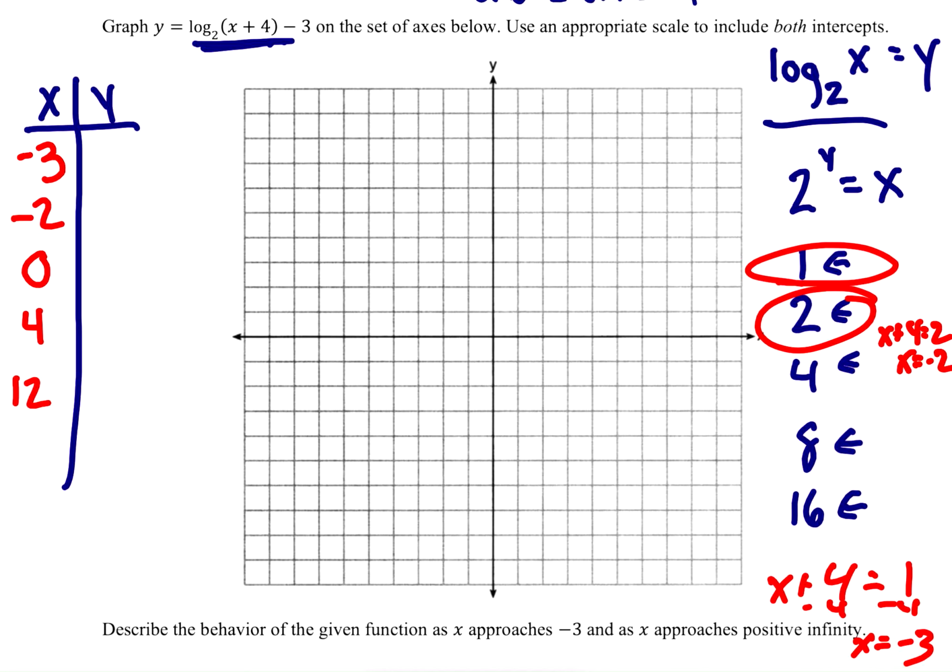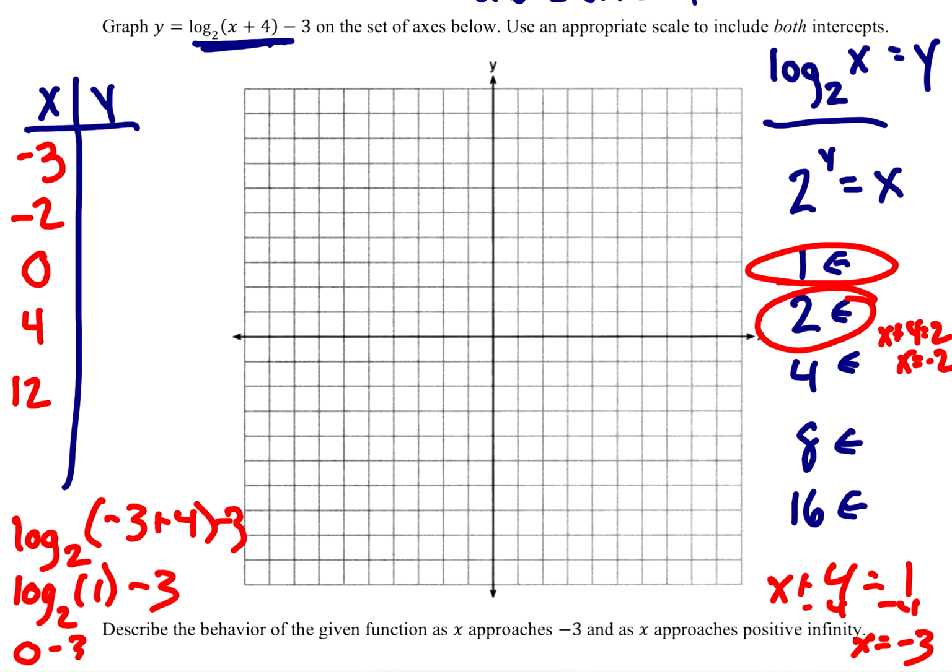I'll do one of the points over here. So let's do negative 3. That would be log base 2 of negative 3 plus 4, minus 3. So that would be log base 2 of 1 minus 3. Remember, anything with the argument of 1, the log is going to equal 0. So that would be 0 minus 3, so that would be minus 3. So the first point we would plot would be negative 3, comma negative 3.